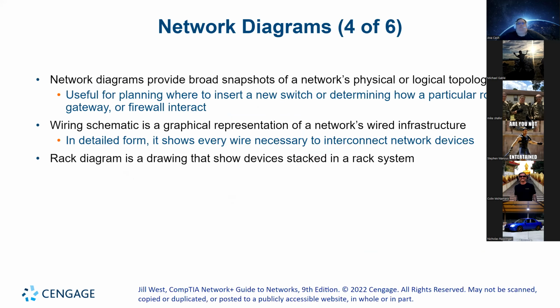So network diagrams provide a broad snapshot of a network's physical or logical topology, and they're useful for planning where to insert new switches or determining how a particular router, gateway, or firewall might be interacting. A wiring schematic is a graphical representation of a network's wired infrastructure. In detailed form, it shows every wire necessary to interconnect network devices, and a rack diagram is a drawing that shows devices stacked in a rack system.